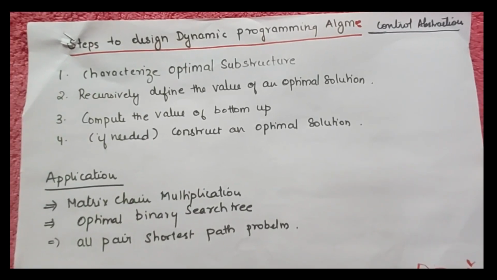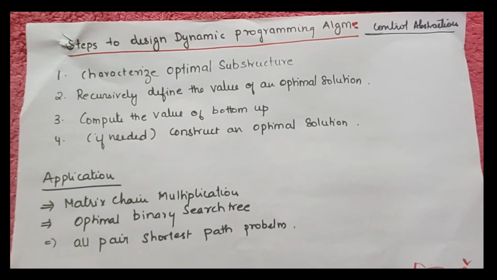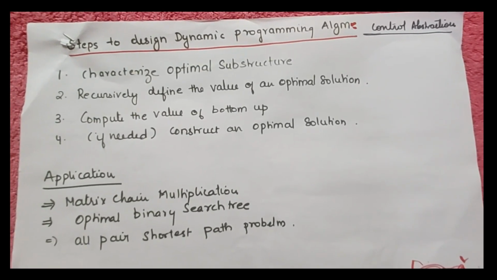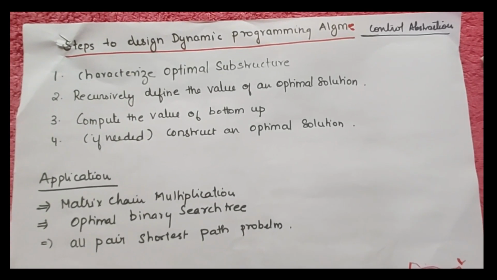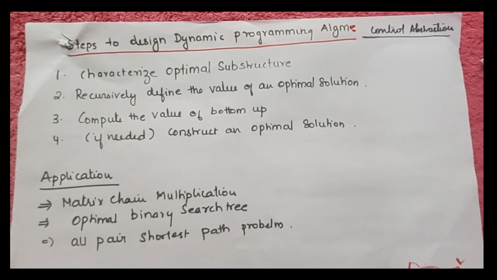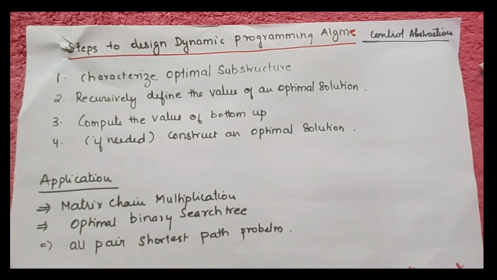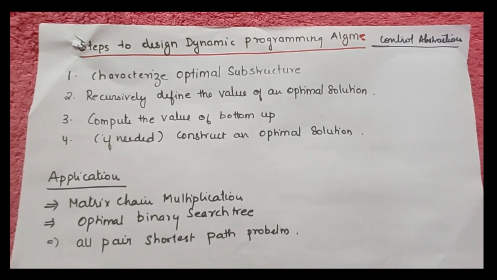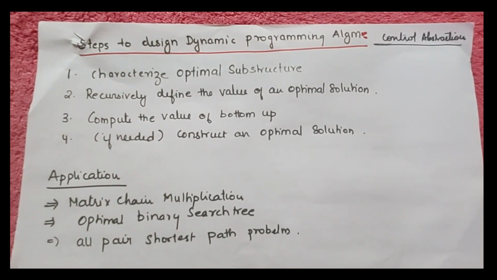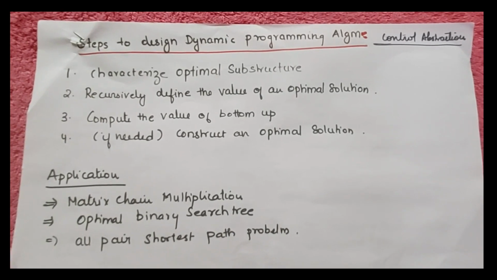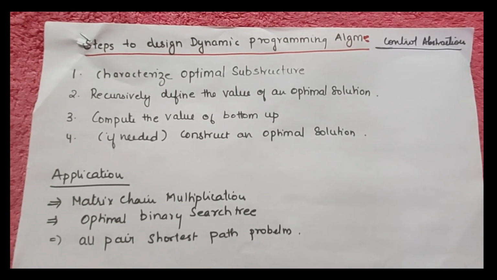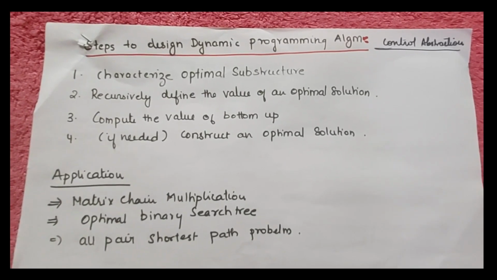Hello students, in the last video we discussed dynamic programming. Now we are going to discuss the steps to design a dynamic programming algorithm, which can also be taken as a control abstraction for dynamic programming. Also we'll be discussing the applications of dynamic programming. Then we'll have a detailed study about optimal matrix multiplication.